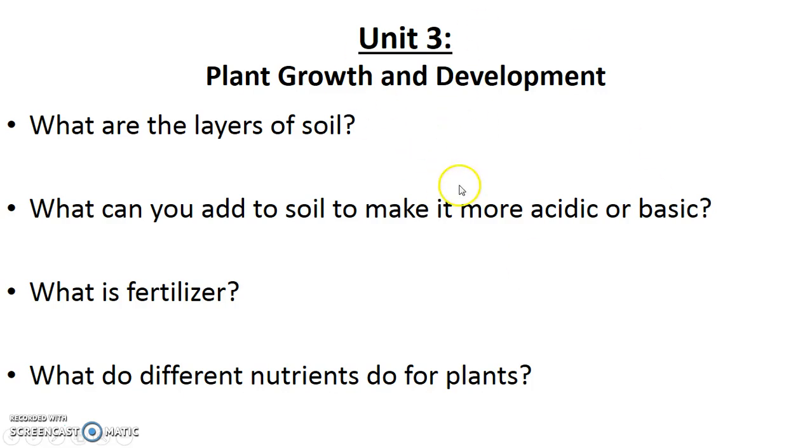That's the basics of what you can add to soil. In the next chapter, we're going to talk to you about what the difference is between organic methods of growth versus inorganic methods of growth.